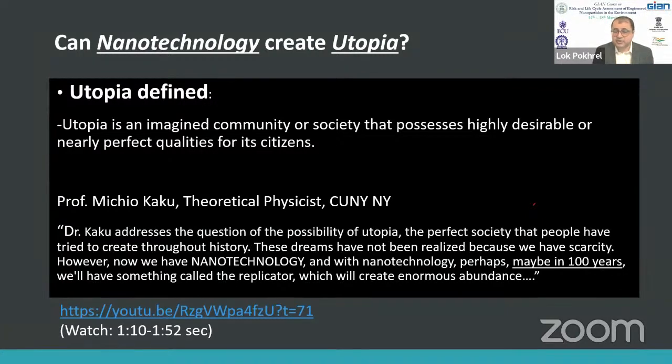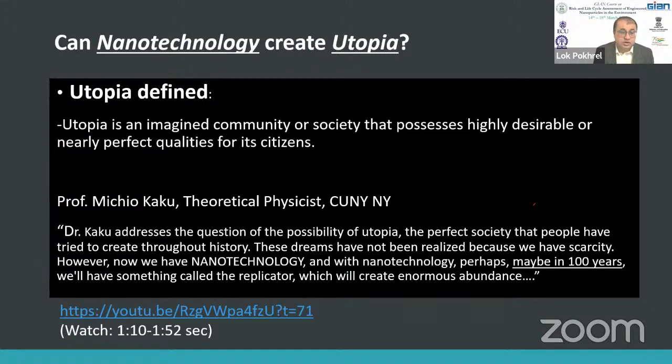These dreams have not been realized because we have scarcity. There is famine, there is lack of water. Everybody knows about what is going on in Ukraine currently, and there are several children who died of dehydration. So in the 21st century, people are dying of dehydration, right? So there is scarcity. And oftentimes we humans create that scarcity for some regions, for vested interest. However, now we have nanotechnology, and with nanotechnology, perhaps in 100 years, we will have something called the replicator that replicates and replicates, and we will have abundance, enormous abundance.